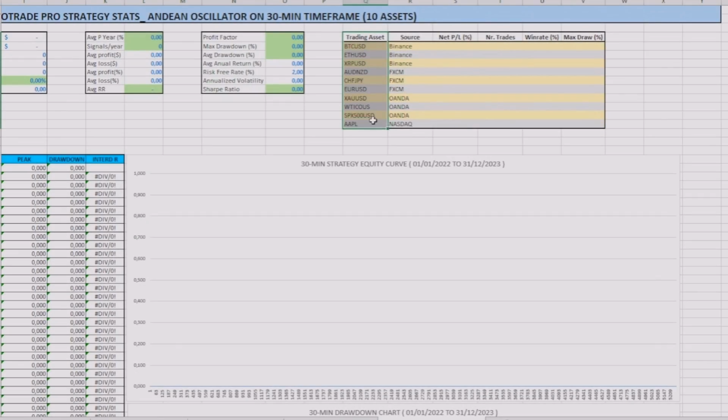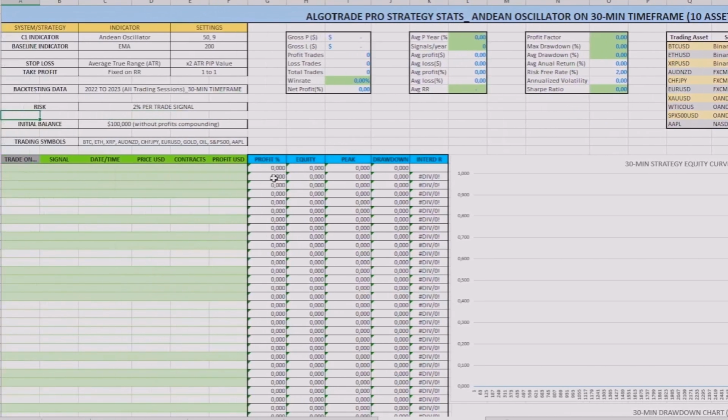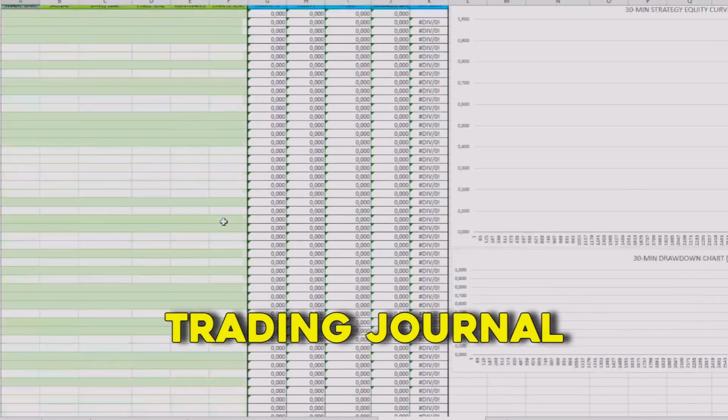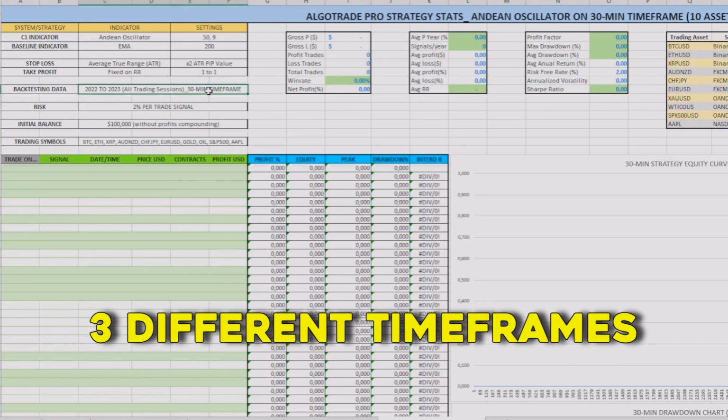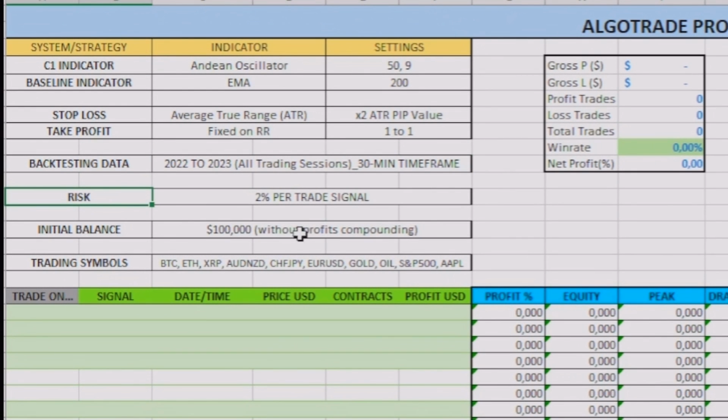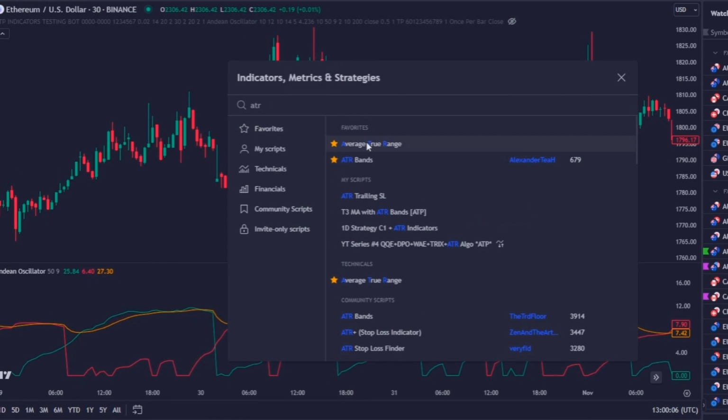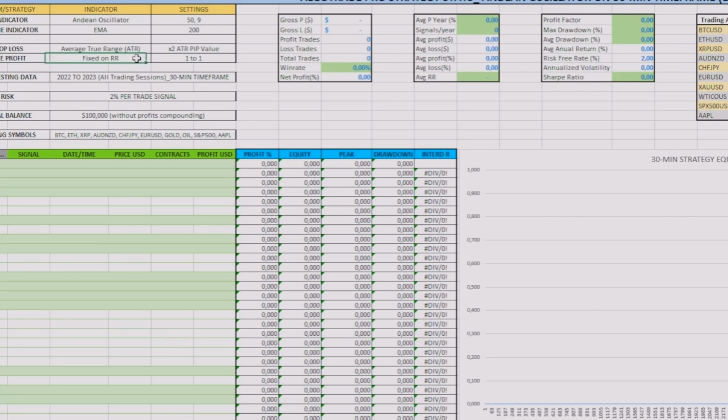I will present you the results of every asset individually and also together, because for every backtest I will create a trading journal with all the trades given by the indicator in the 3 different timeframes. The risk management will also be the same one, using a 2% risk per trade, a stop loss calculated based on 2 times the average true range indicator number, which is the best way to calculate stop losses, and by using a take profit on the 1-to-1 risk to reward ratio zone.